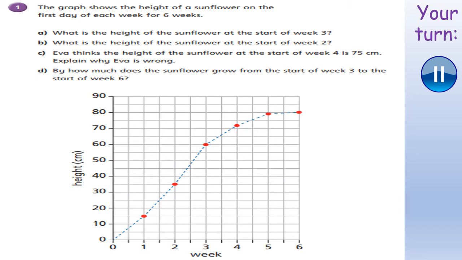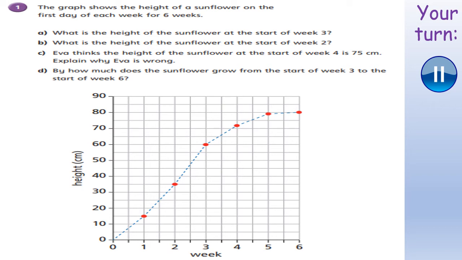It's time now for you to use what we have just been practicing to answer the following questions. Below there is a graph showing the height of a sunflower on the first day of each week for 6 weeks. Can you answer the following questions interpreting the data from the graph? A. What is the height of the sunflower at the start of week 3? B. What is the height of the sunflower at the start of week 2?